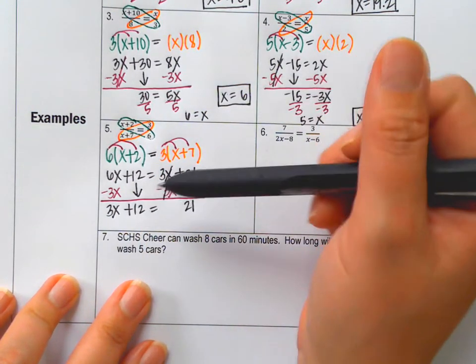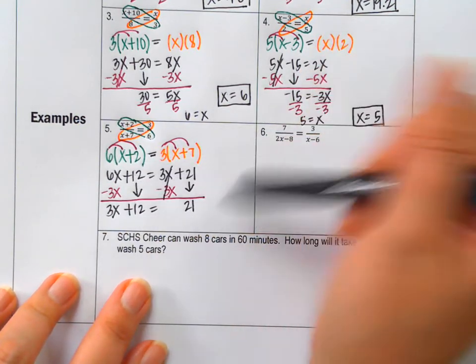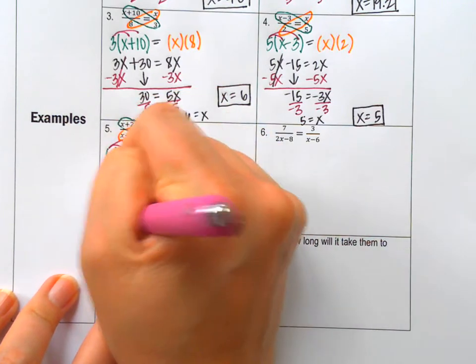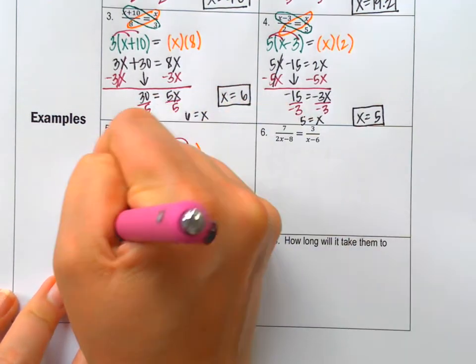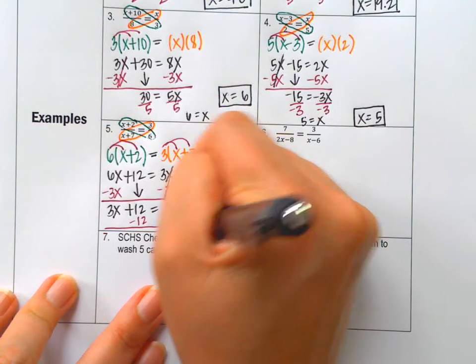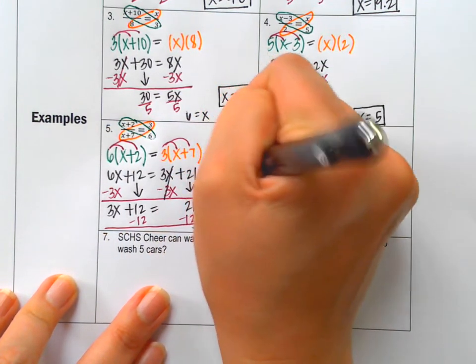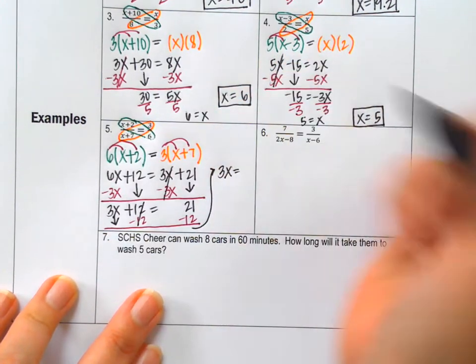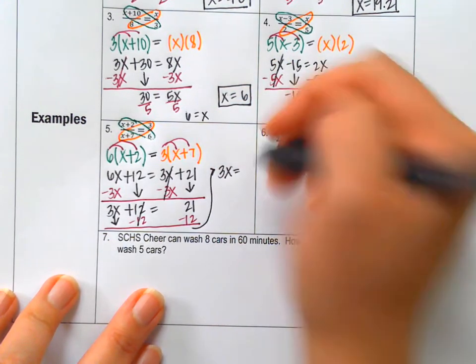Okay, so from there, I'm running out of room, but that's okay. I'll move over here. So I'm going to move my constants to the other side. So I'm going to subtract 12 from both sides of the equation. And so I'm left with 3x. The 3x comes down. 12 minus 12 is 0, equals 21 minus 12, which is 9.